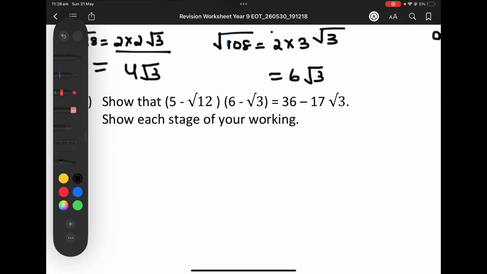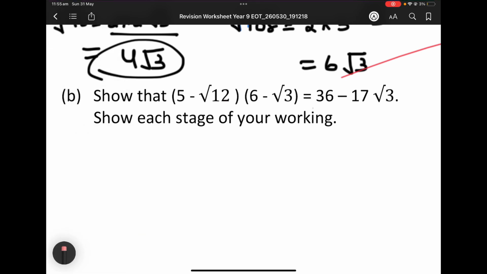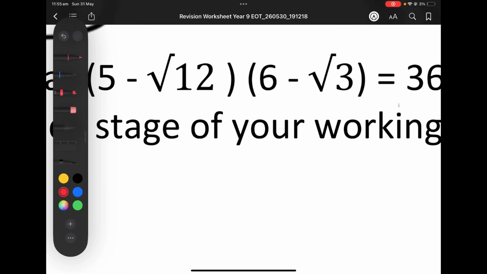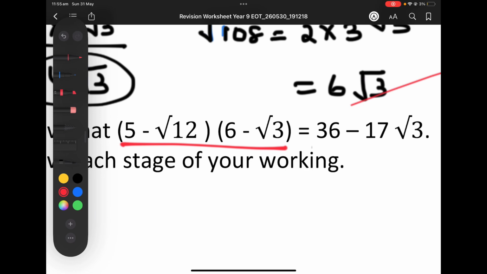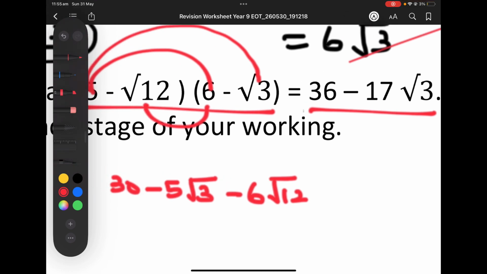Okay, so what do we do here? The terms are given to you. So what are we going to do? We are required to do the multiplication of this and get this answer and show the working for this one. So first 5 multiplies with this, it becomes 30, and then we have 5 multiplies with this, that becomes 5 root 3, and then this multiplies with it becomes negative 6 root 12, and then minus root 12 into minus root 3, that becomes minus root 36.